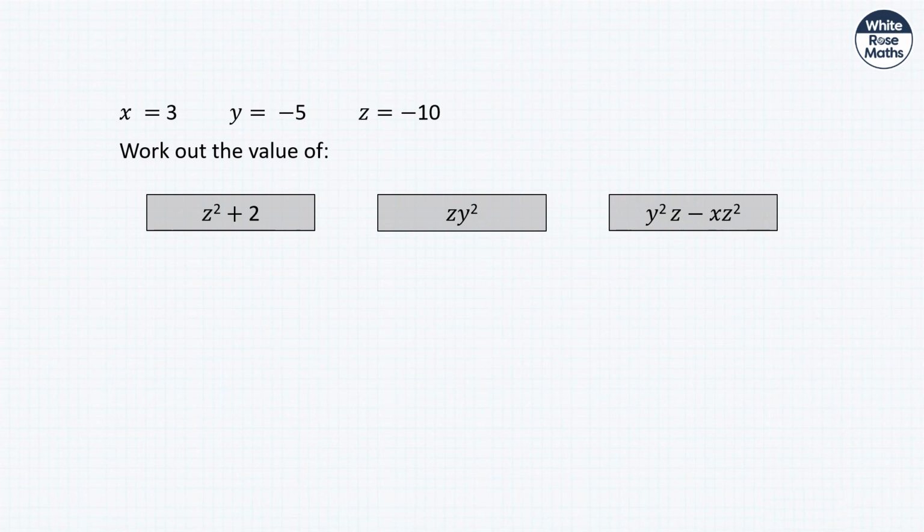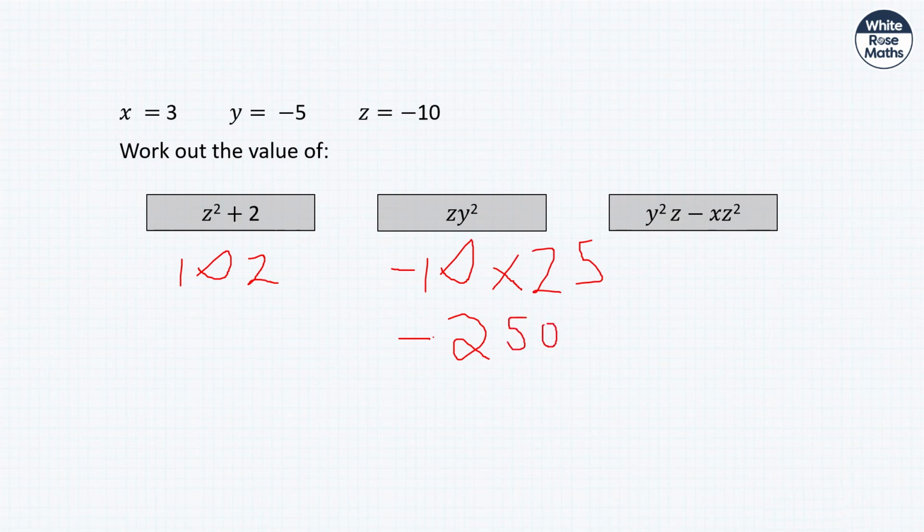Okay, so some more tricky examples now. So z squared plus 10, so that'll be 100 plus 2, so that'll be 102 for that one. Because if you square minus 10, you get positive 100. Okay, so minus 10 times 5 squared, well, that'll be minus 10 times 25, because minus 5 squared is going to be 25. So that'll be minus 250 for that one.